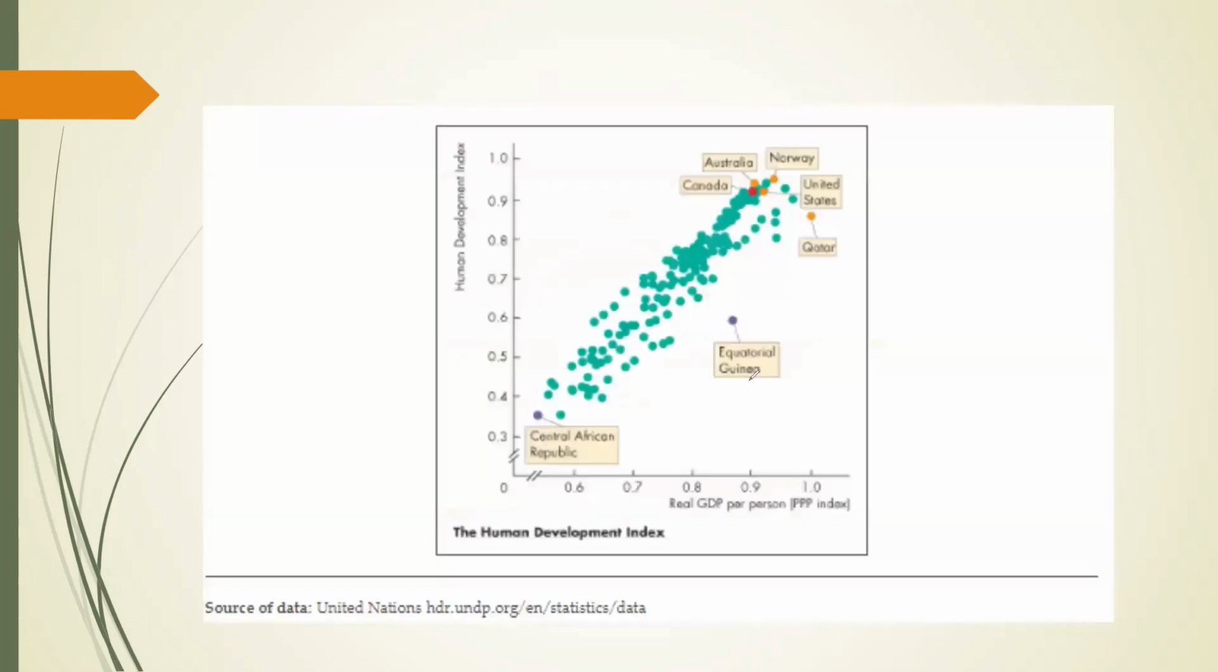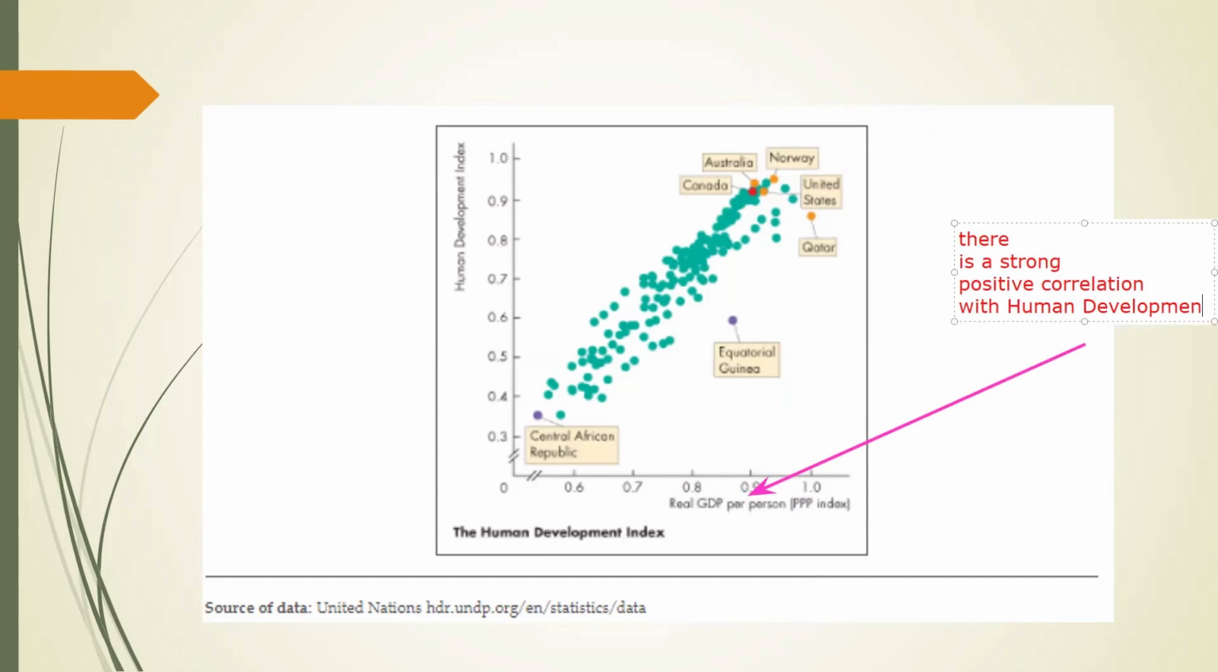Here, the Human Development Index is a good measure of our quality of life. You see Qatar, United States, Norway, Australia, Canada, they're all near the top of the Human Development Index here. Here, real GDP per person is on the x-axis, and it shows that there is a strong positive correlation between Human Development Index and real GDP per person, except for Equatorial Guinea.